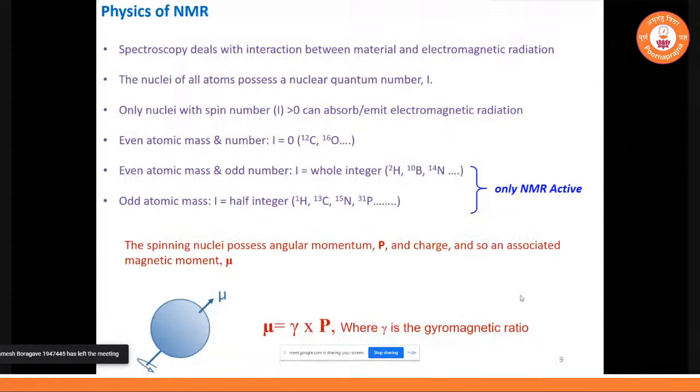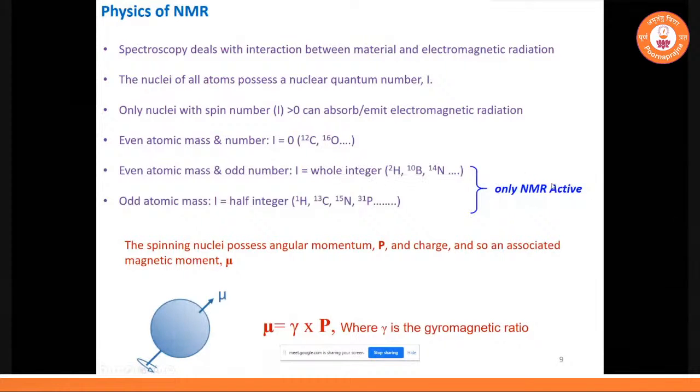Okay, now coming to the physics of NMR. Spectroscopy is nothing but the interaction between materials and electromagnetic radiation. Nuclei, according to quantum mechanics, possess a quantum number, and in NMR we always deal with the spin quantum number. Only nuclei with spin quantum number greater than 0 are NMR active. That means carbon-12 and oxygen-16 have I equal to 0 and are not NMR active. These nuclei possess a magnetic moment, so we can consider all nuclei like tiny magnets.